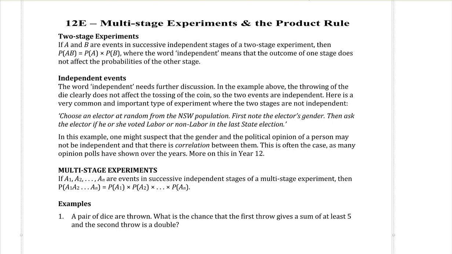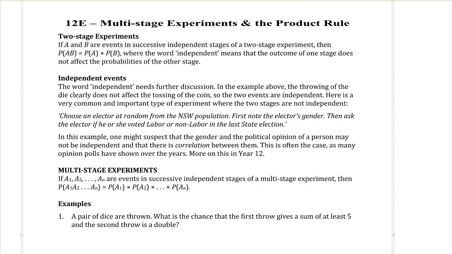Choose an elector at random from the New South Wales population. First note the elector's gender and then ask the elector if he or she voted Labor or non-Labor in the last state election. So obviously there is an option there for an overlap. In this example, one might suspect that the gender and the political opinion of a person may not be independent and that there is a correlation between them. This is often the case, as many opinion polls have shown over the years, and we will be doing more work on independent events in Year 12.